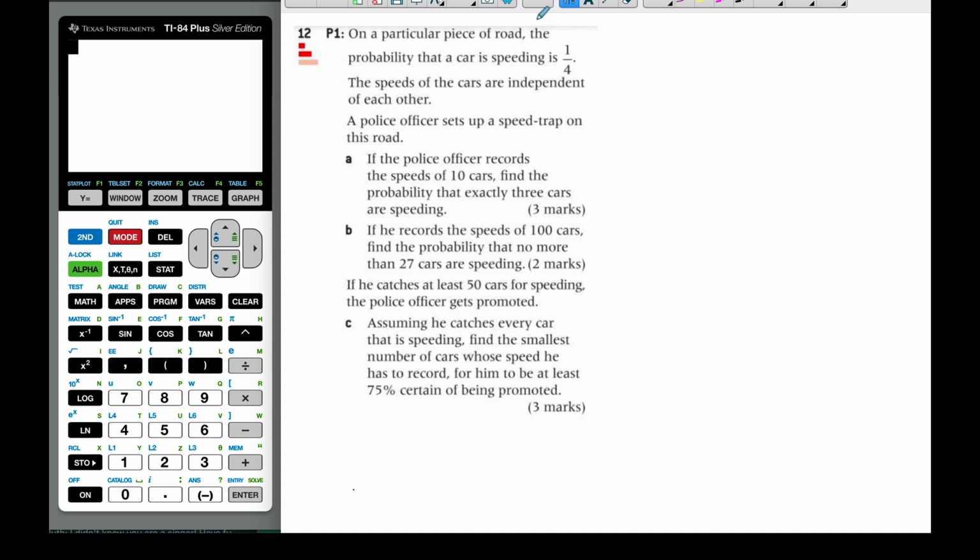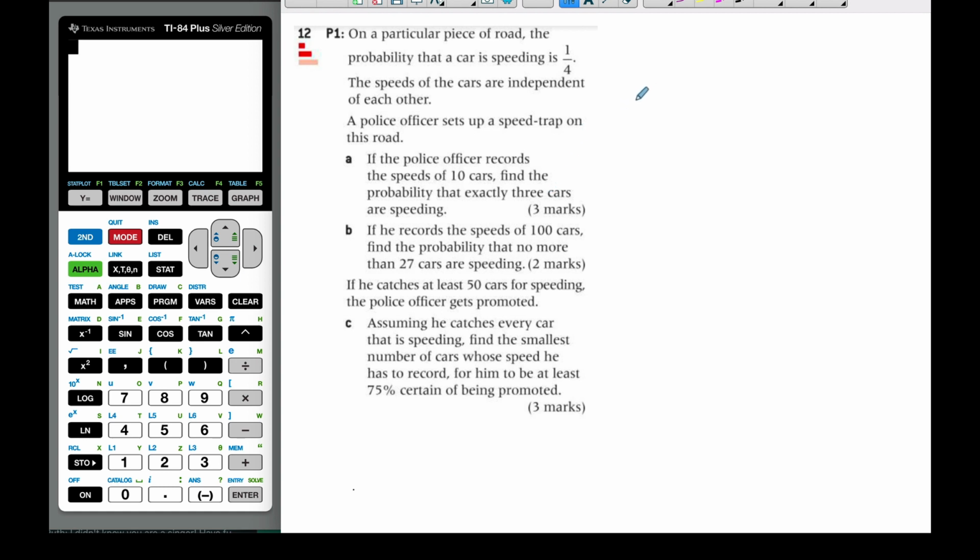Okay, everyone, so on this problem here, on a particular piece of road, the probability that a car is speeding is 1/4. The speeds are independent of each other, and the officer sets up a speed trap. Find the probability that if the officer records 10 cars, he stops 10 cars, exactly 3 were speeding.